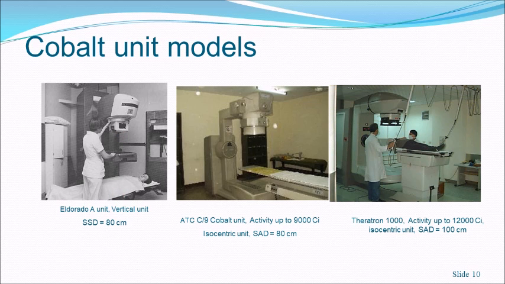Isocentric machines were first started with the Theratronics group. They even had a 60 centimeter isocentric unit called Theratron 60, which I have used at CMC Hospital, Vellore. And this is an isocentric unit provided by Picker, the ATC C9. The C9 stands for 9000 curie. And this is Theratron 1000 with 100 centimeter SAD. Again, this can house up to a 12,000 curie source.